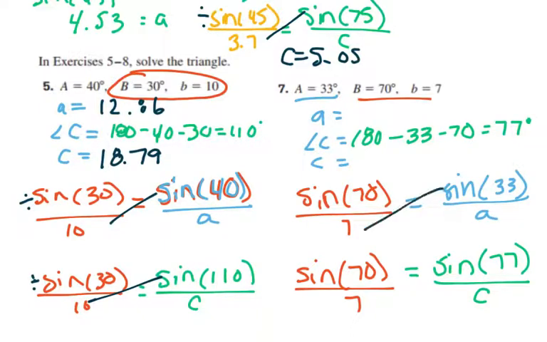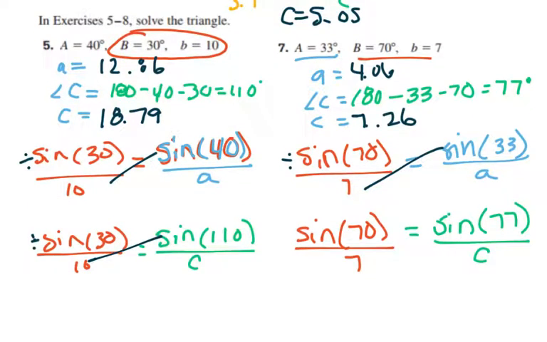So again, cross multiply the two numbers, divide by your other number, and it will equal your letter value in your proportion solving. So sine of 33 times 7, but then divide all of that by sine of 70, and we get 4.06 for the measurement of A. The measurement of C comes from sine of 77 times 7, but then that divided by sine of 70, which gets 0.26.